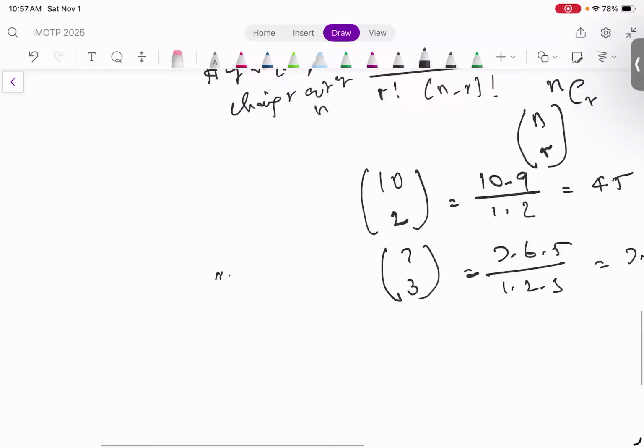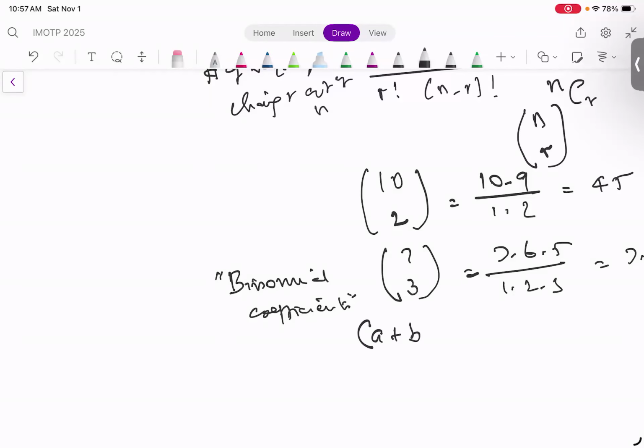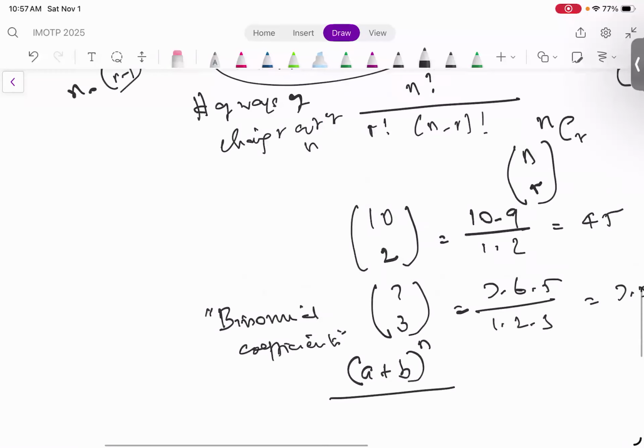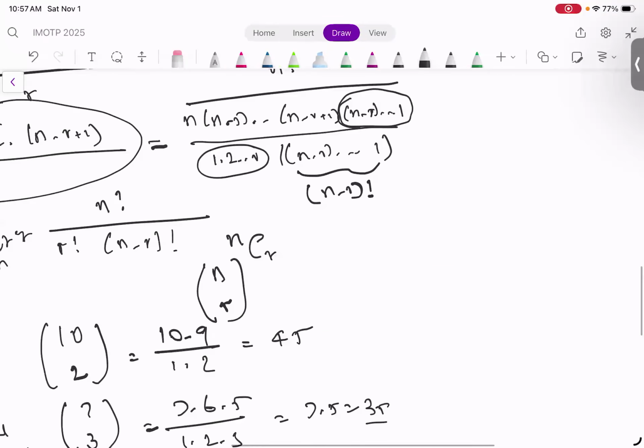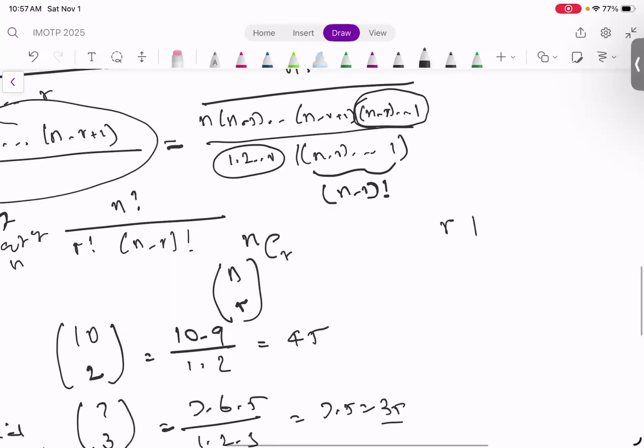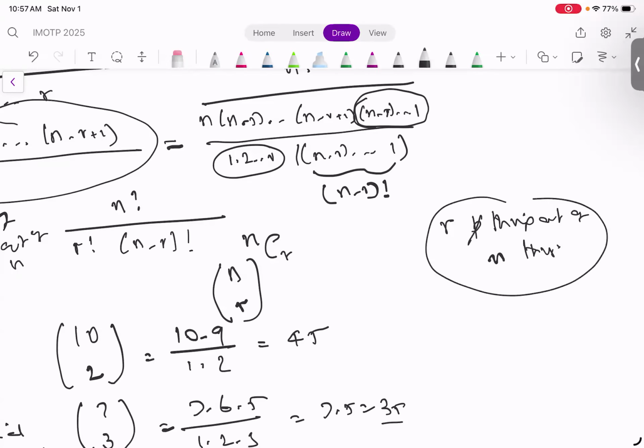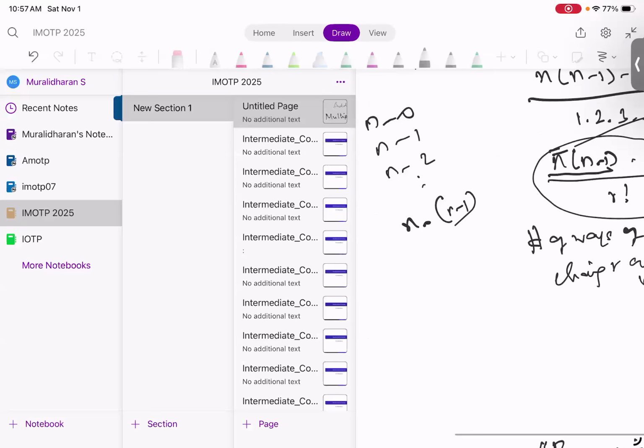These also have a different name, called binomial coefficients. These are also called binomial coefficients because these terms will also come if I expand (a plus b) whole power n. Anyway, we will not go into that right now. So n choose r is the number of ways of choosing r people or r things out of n things.